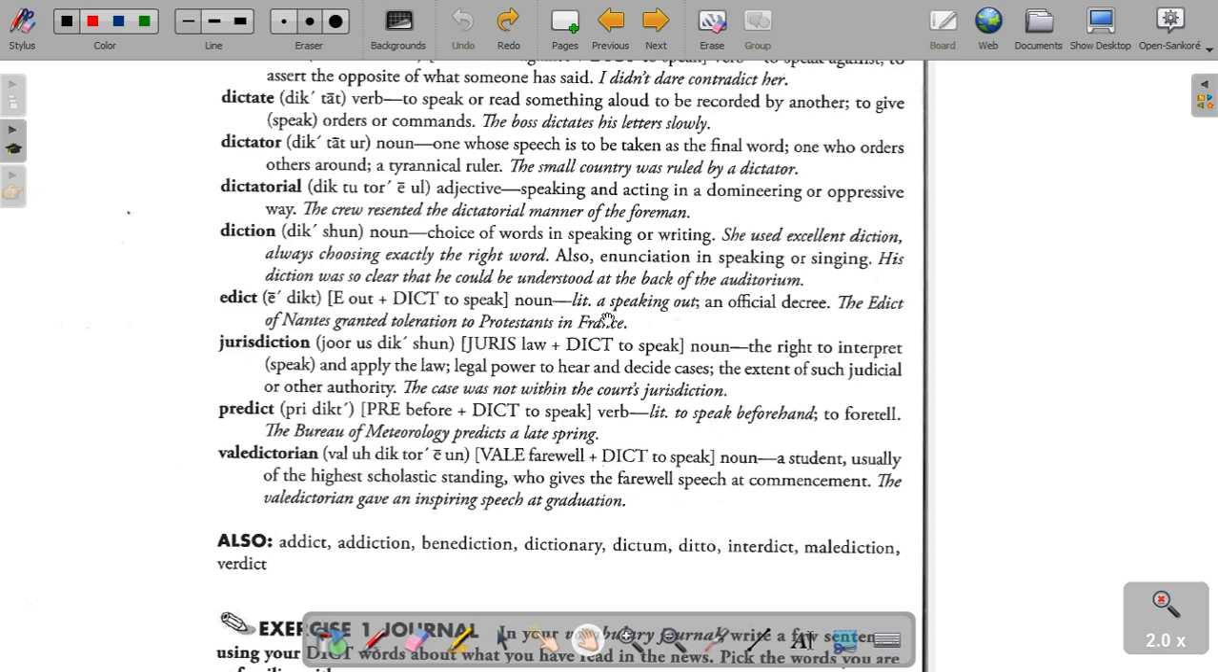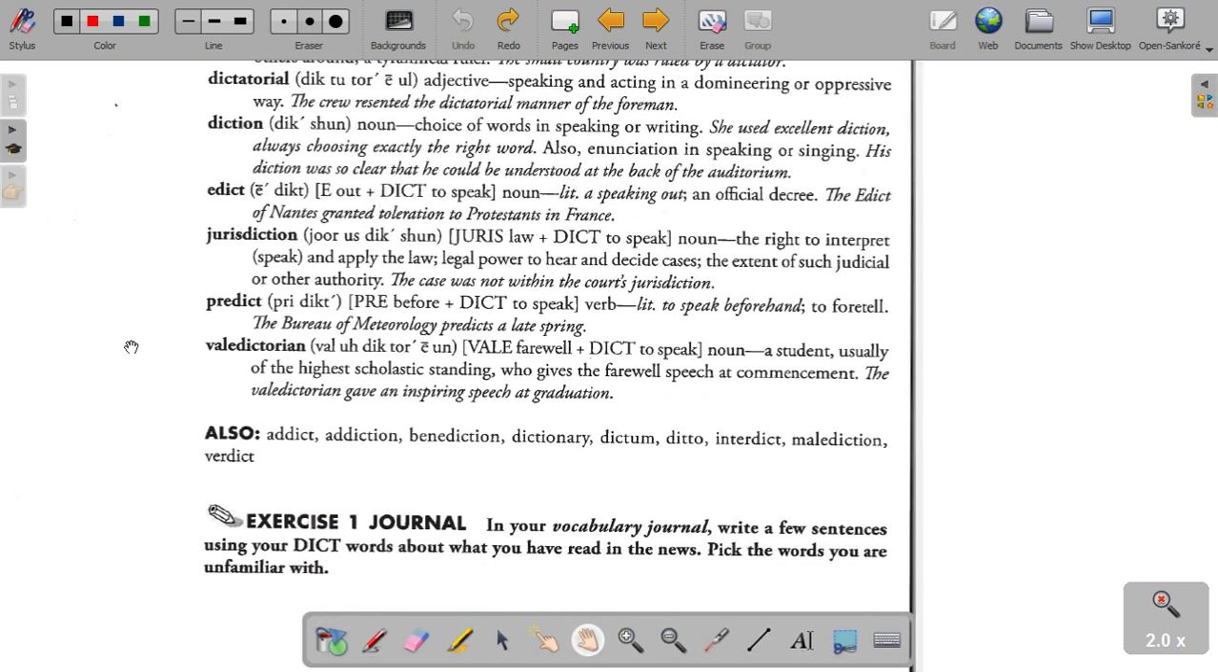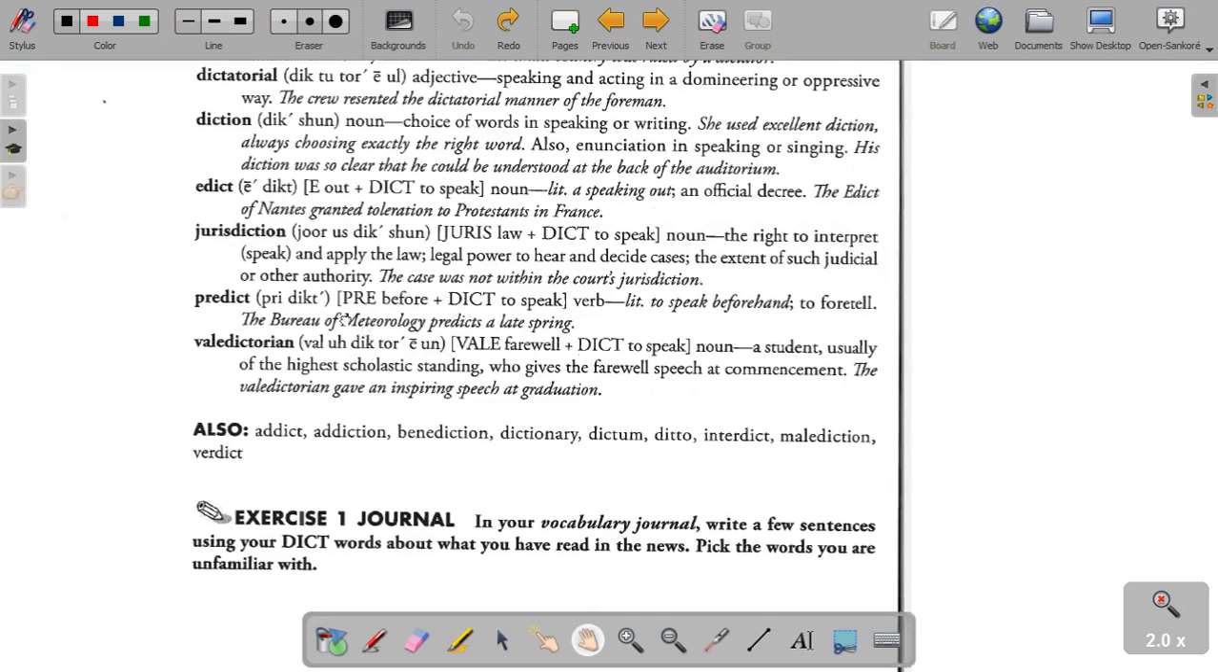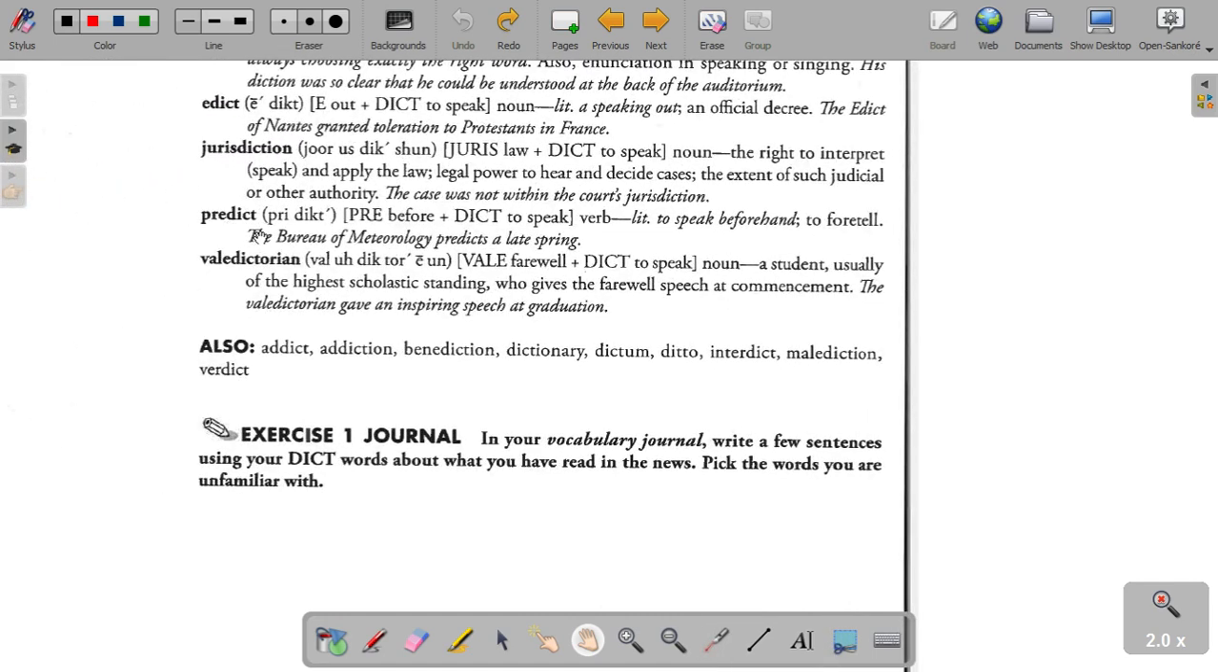So the Edict of Nantes granted toleration to the Protestants in France. Jurisdiction just means the ability to speak in law. So someone who has jurisdiction has the right to interpret and apply the law, legal power to hear and decide cases, the extent of such judicial or other authority. So the case is not within the court's jurisdiction. Then there's predict, which means to speak beforehand, to foretell. So to know beforehand, like prognosticate basically. So the Bureau of Meteorology predicts a late spring.